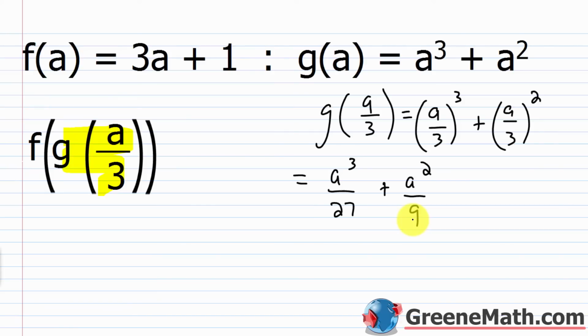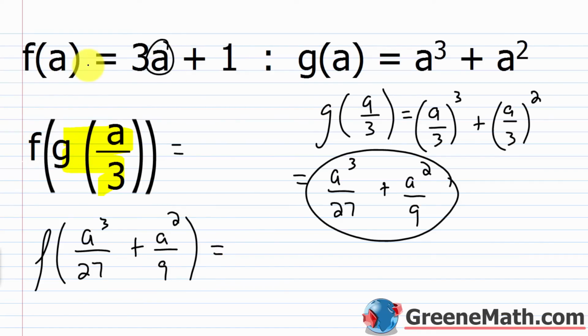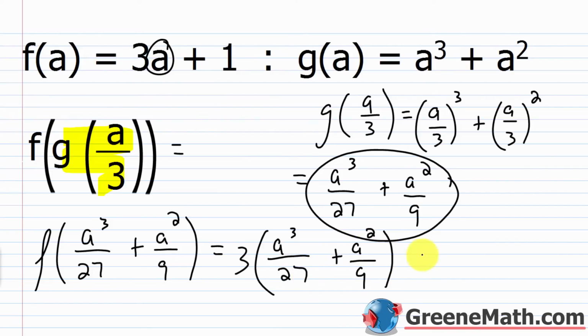Now I could get a common denominator going if I wanted to. You don't have to, so I'm just going to leave it as it is for right now. And so g of a over 3 is this. So I can really say what I'm trying to find here is f of a cubed over 27 plus a squared over 9. So this is equal to what? All I'm doing is plugging this in for a here in this f of a. So this would be 3 times this guy. So this is 3 times a cubed over 27 plus a squared over 9, and then plus 1.